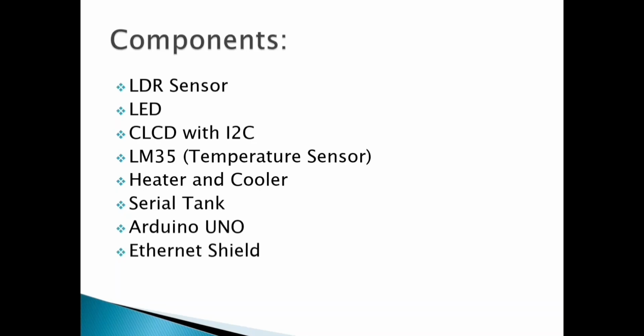Components. Components used are LDR sensor, LED, CLCD with I2C, LM35 temperature sensor, heater and cooler, serial tank, Arduino Uno, Ethernet shield. LDR sensor is used to sense light, LEDs represent the garden lights, CLCD is to display the results, and we have a temperature sensor to sense the temperature. Heater and cooler are there, and Ethernet shield is used to connect Arduino Uno with internet.